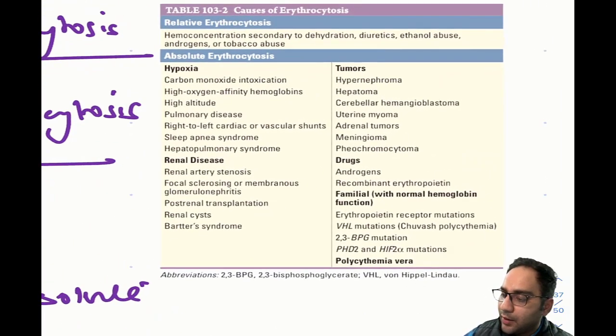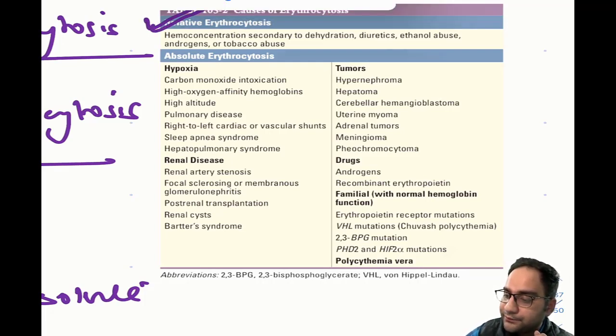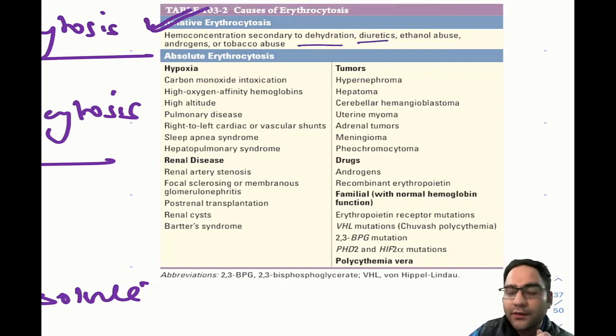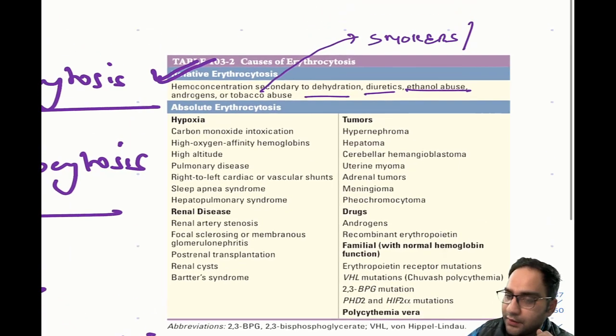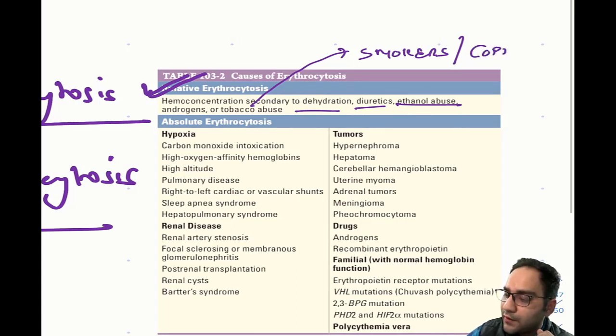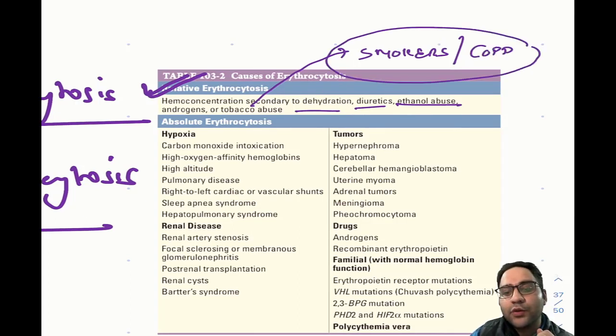As you can see, among the causes of erythrocytosis, this is the table that I have taken from Harrison. So relative erythrocytosis is basically seen in those conditions which are secondary to dehydration, use of diuretics, ethanol abuse, androgens or tobacco abuse. So smokers, those who are heavy smokers and those who have COPD, they can have spuriously elevated hemoglobin.